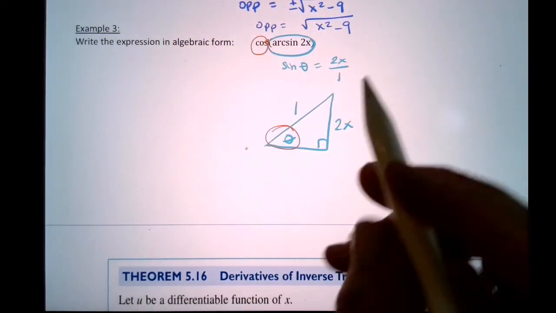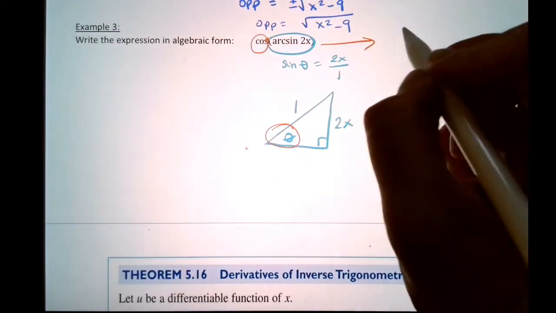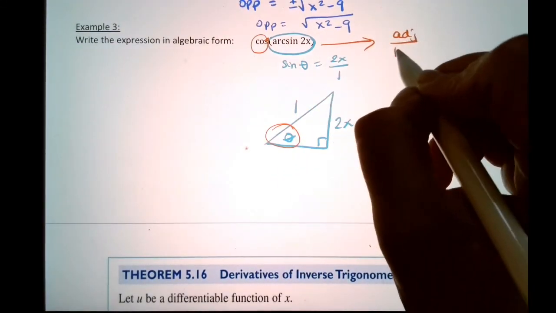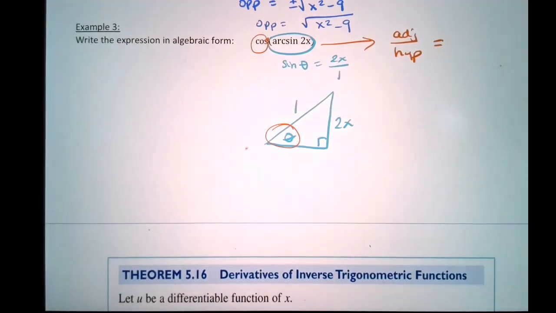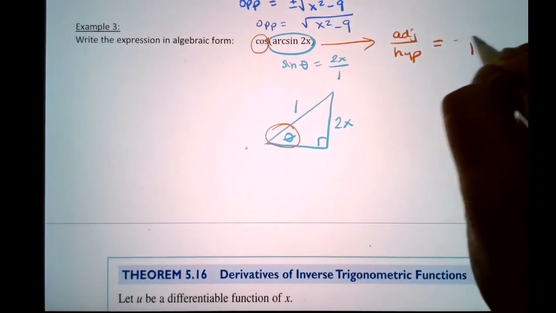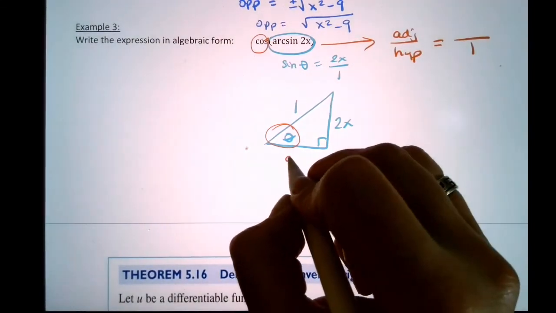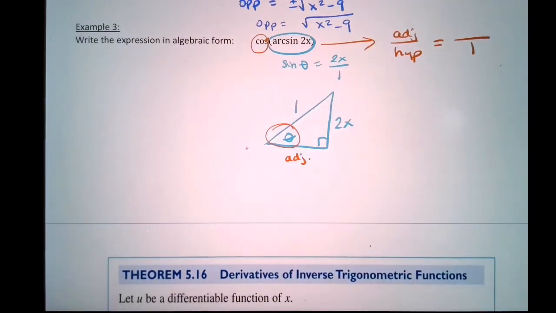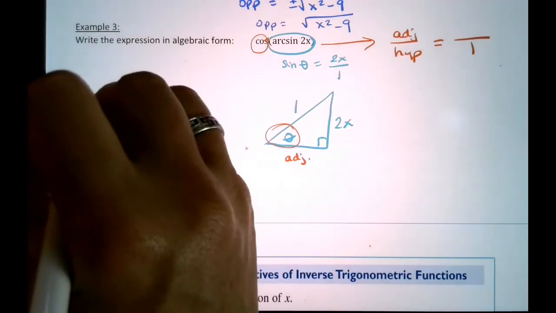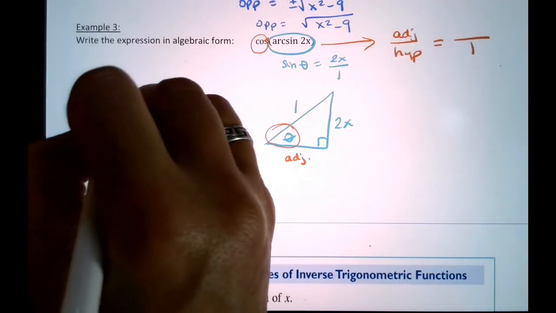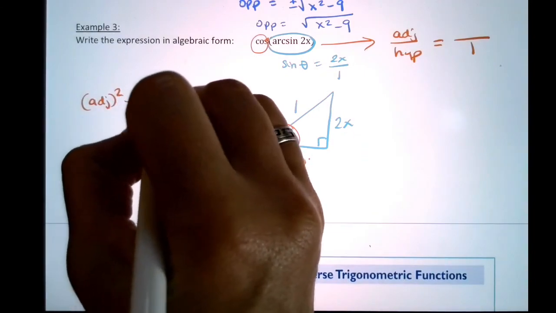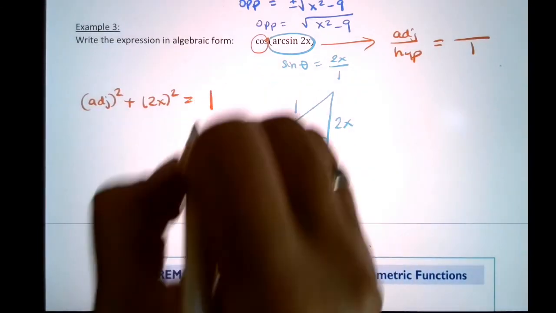Now I know the cosine is adjacent over hypotenuse. So what does that mean for me? Well, I know the hypotenuse is 1, so mission accomplished. What I don't know is what the expression would be for the adjacent side. You know Pythagorean theorem, you know how to handle this. You know one leg squared plus the other leg squared equals the hypotenuse squared.